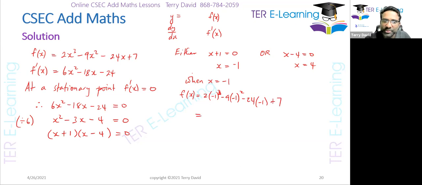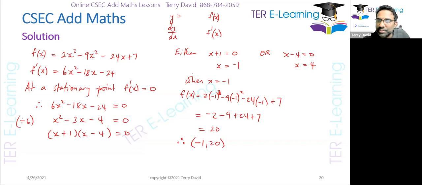Okay, so minus 1 cubed is going to give me minus 1. Minus 1 by 2 is going to give me minus 2. Minus 1 squared is 1, so this is going to be minus 9. This is going to be plus 24. And this is going to be plus 7, right? So let's work that out here. So that's going to be minus 2, minus 9, plus 24, plus 7, and you're going to get 20, right? So therefore, my first stationary point is going to be minus 1 and 20. That's one of my stationary points, right?